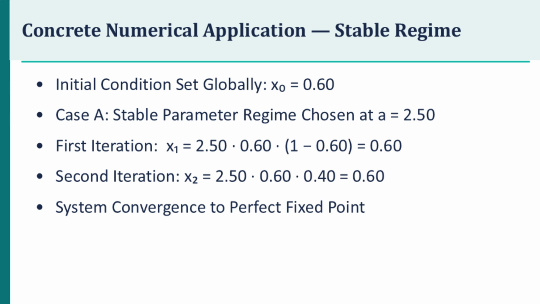Notice that x sub 1 is identical to our starting point x sub 0. If we calculate x sub 2, we get 2.50 times 0.60 times 0.40, which again equals 0.60. The system has reached a perfect, stable fixed point at 0.60.